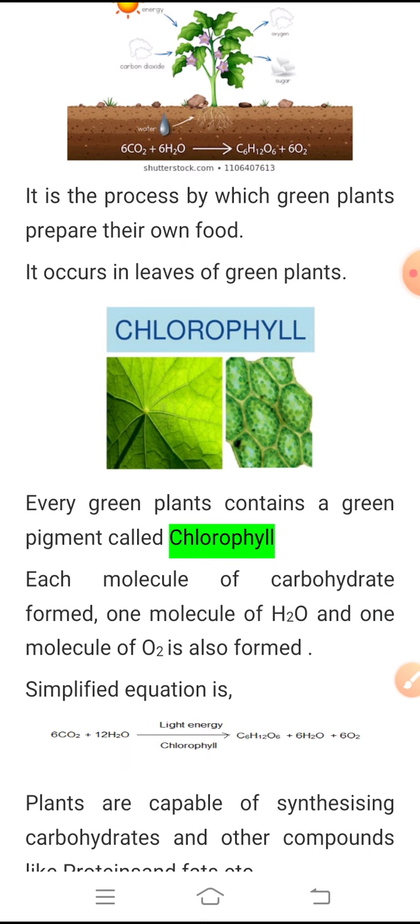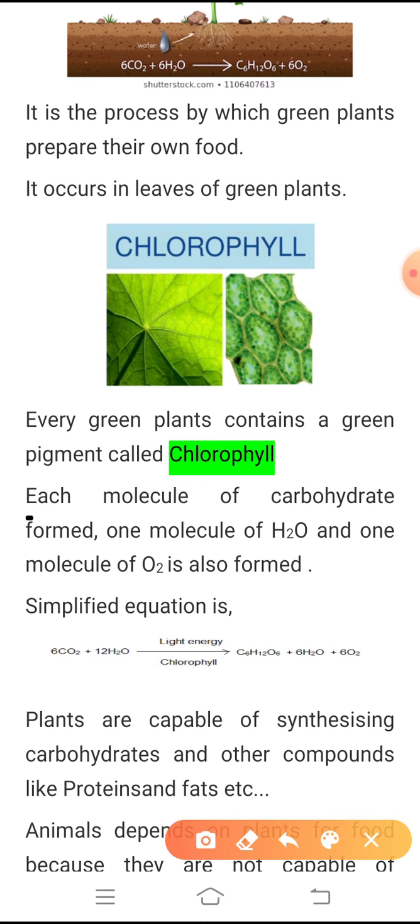It is said that only the green plants, means the leaves of the green plants, contain the chlorophyll, and the leaves of non-green plants do not contain the chlorophyll. Okay. So every green plant contains the chlorophyll and the pigment is called chlorophyll. I have already discussed.